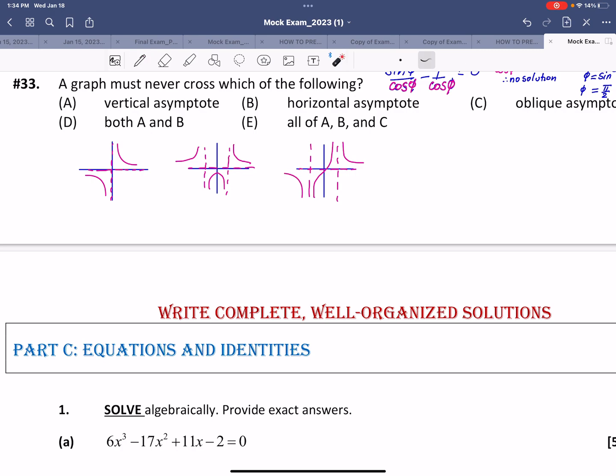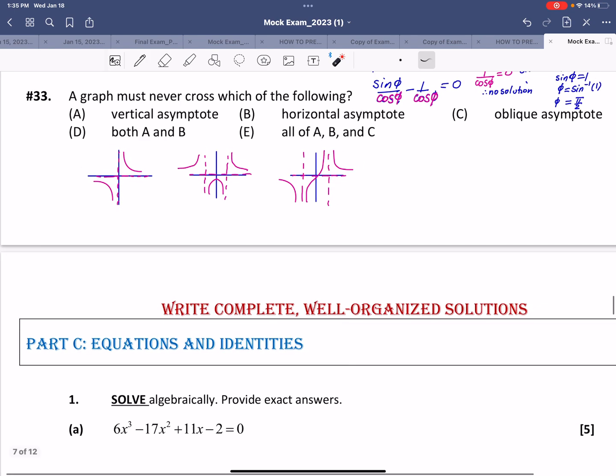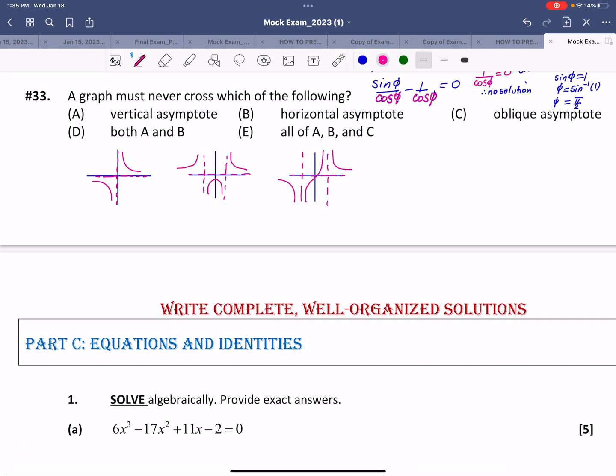So the horizontal asymptotes, we've seen them crossed by the graph, but the vertical asymptotes are never crossed by the graph because the vertical asymptotes state or define restrictions in the domain. And if a value of the independent variable is restricted, then the function cannot actually cross that restricted value. So in this case, I would say that the graph must never cross the vertical asymptote.